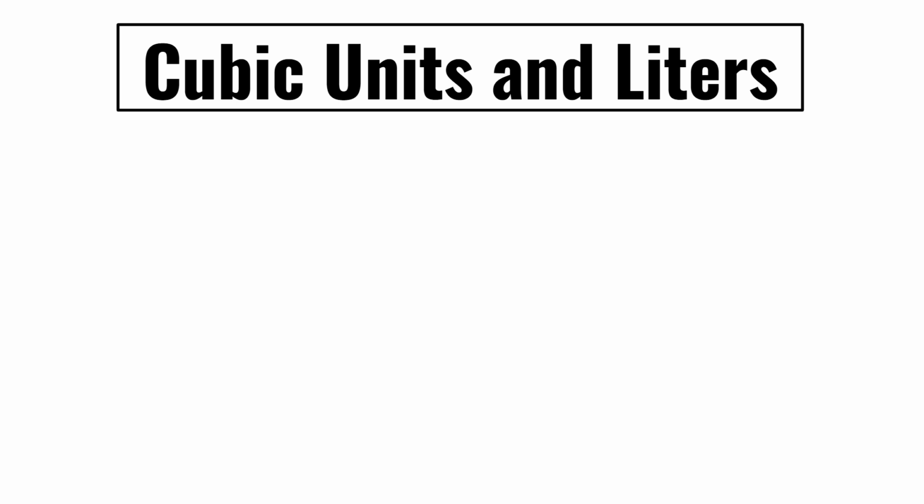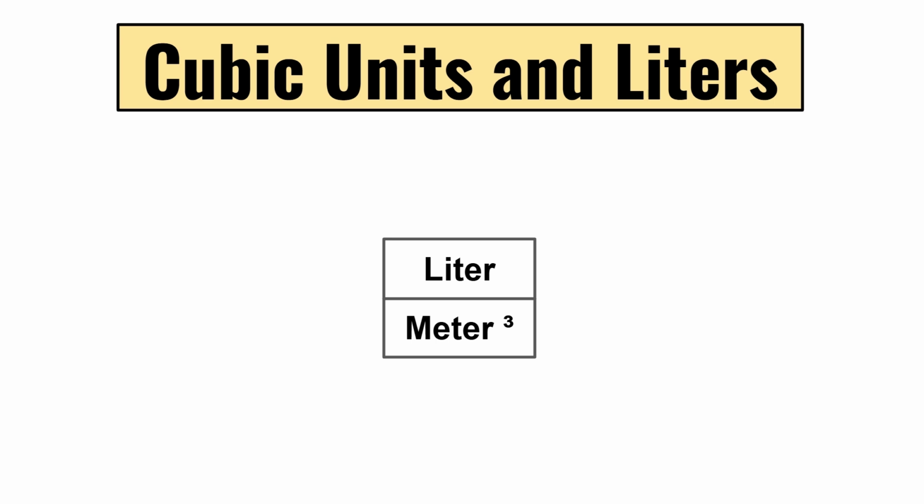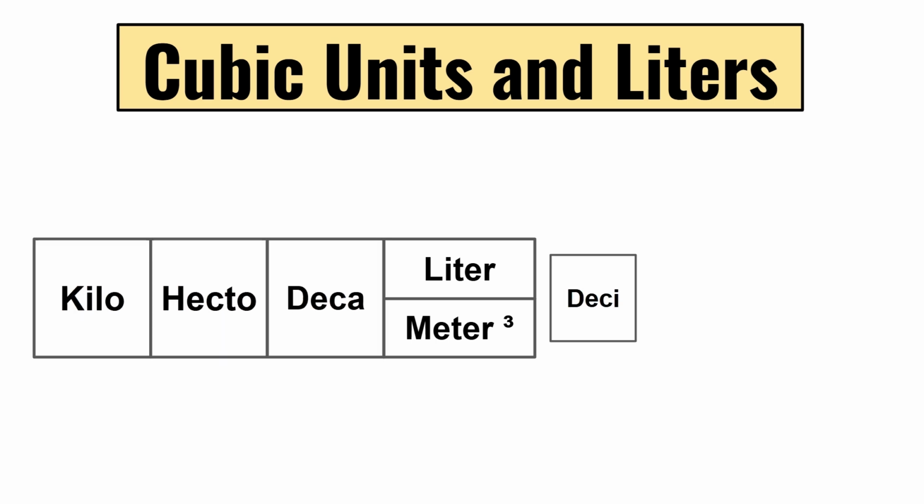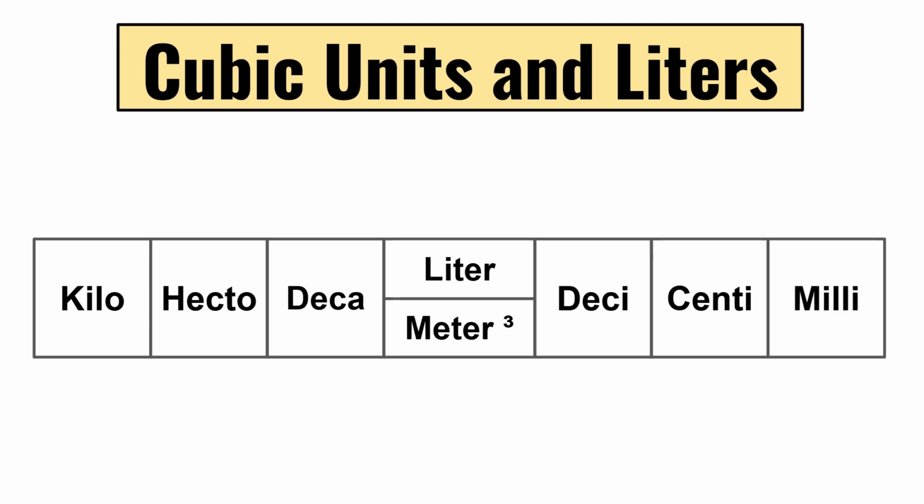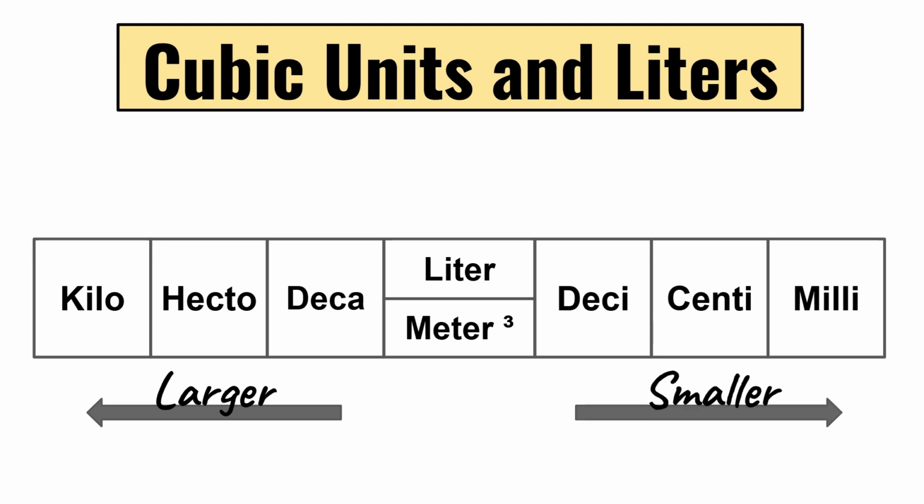In this video, we're going to break down how to convert between cubic units and liters in a simple way. To get started, you'll need to understand how to work with prefixes for liters and cubic meters. As I explained in my previous video, we use prefixes like kilo, hecto, deca, deci, centi, and milli to convert between these units. These prefixes help indicate whether a unit represents a larger amount or a smaller amount.